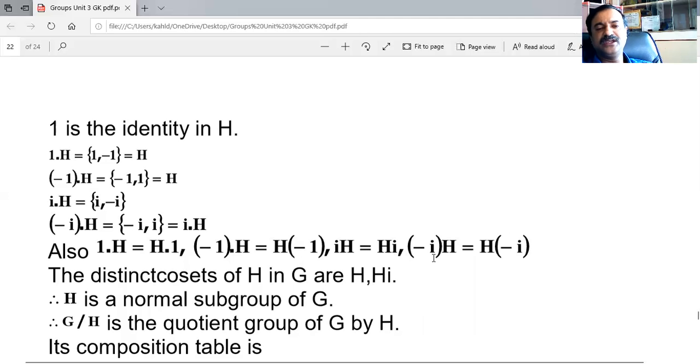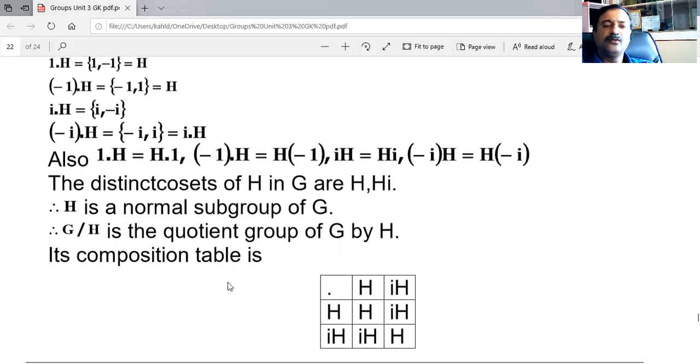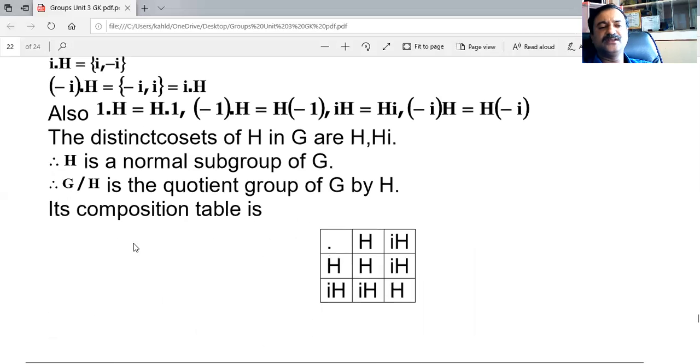iH is equal to Hi. -iH is equal to H(-i). That means each left coset is a right coset. That is, H is a normal subgroup of G. Is it right? We know that if G is a group and H is a normal subgroup, then G/H is a quotient group. We proved that in the theorem, I think number 13. So G/H is a quotient group.